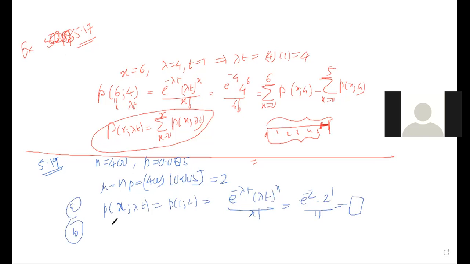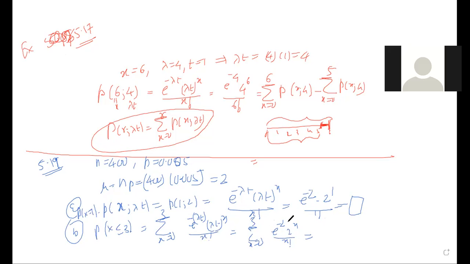And the last part, here the probability of x equal to 1. And now I have the probability of x less than or equal to 3, that is equal to the summation for x equal to 0 to 3 of e to the power negative lambda t and lambda t to the power x divided by x factorial. Here we get e to the power negative 2 and 2 to the power x divided by x factorial, and just using x equal to 0, 1, 2, and 3, you're going to get the answer.